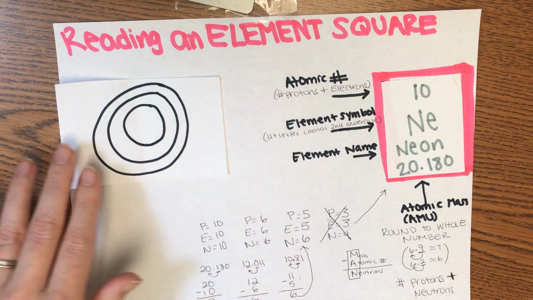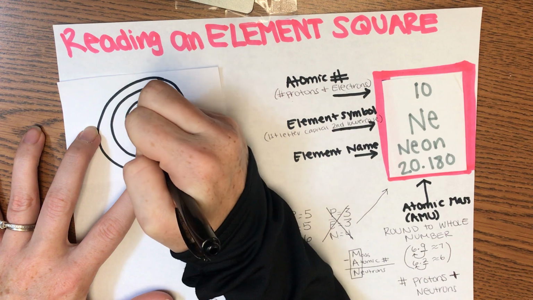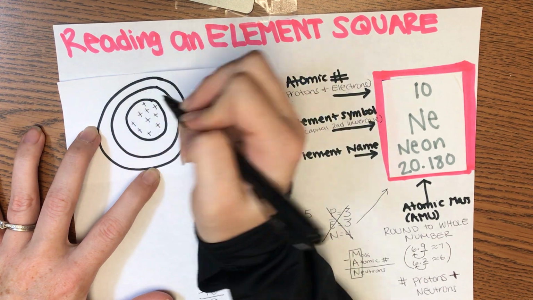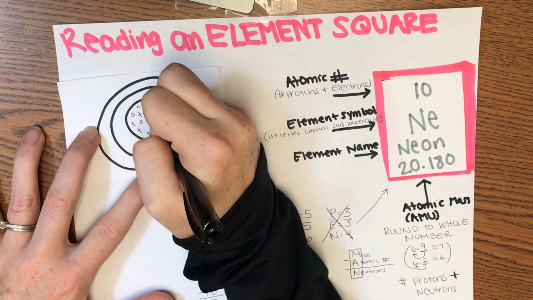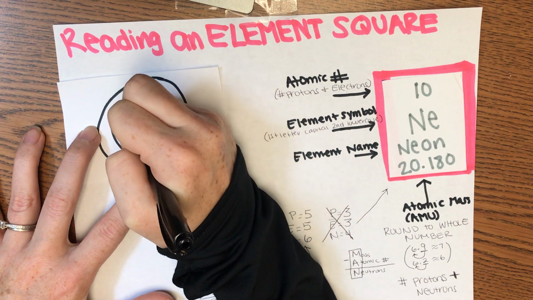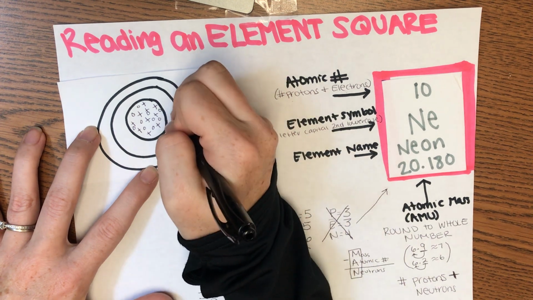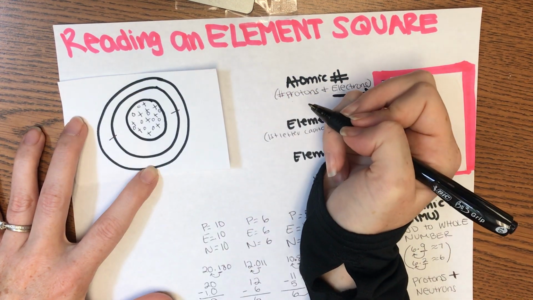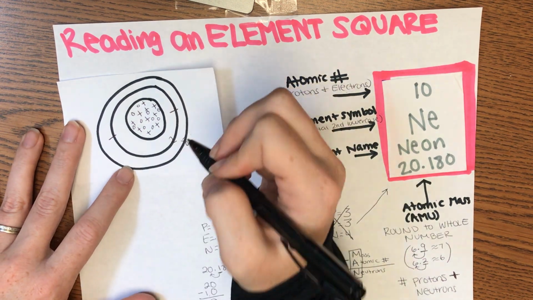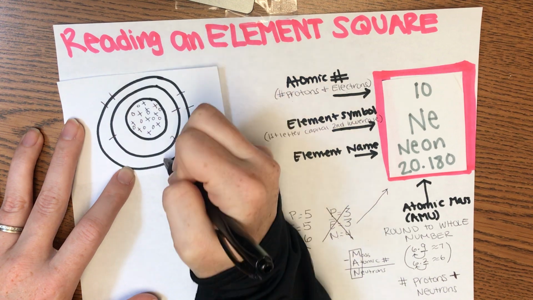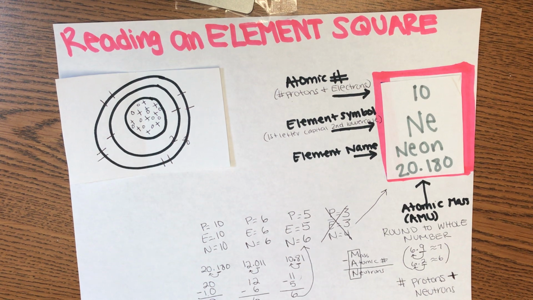Let's go ahead and draw that Bohr model. We have 10 protons, so we need 10 plus signs. Then we have 10 neutrons, so we need to go ahead and add 10 neutrons. Now we have 10 electrons. So 2 in this first ring. We still need 8 more. And remember, our second ring can hold 8. So we're going to put all 8 inside this second ring. And that's a Bohr model of neon.